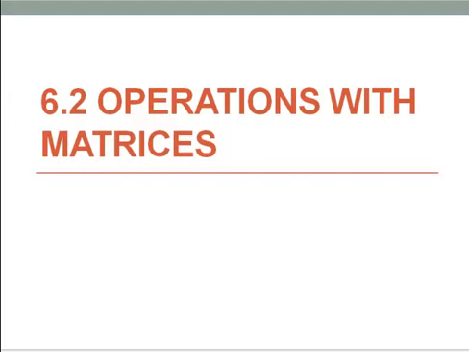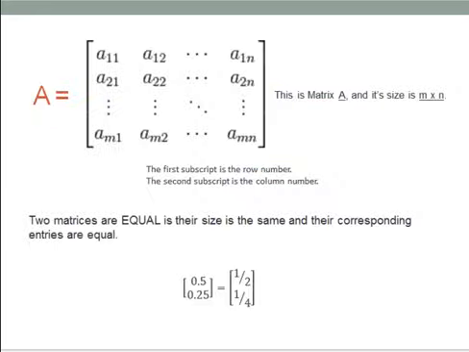Now that you've had an introduction to matrices, it's time to start using those, so let's learn some operations with matrices. First of all, you need to know about the size of a matrix. Well, in this particular matrix, the subscripts tell you what row and column they are in. Rows, remember, go horizontally, and columns go vertically.